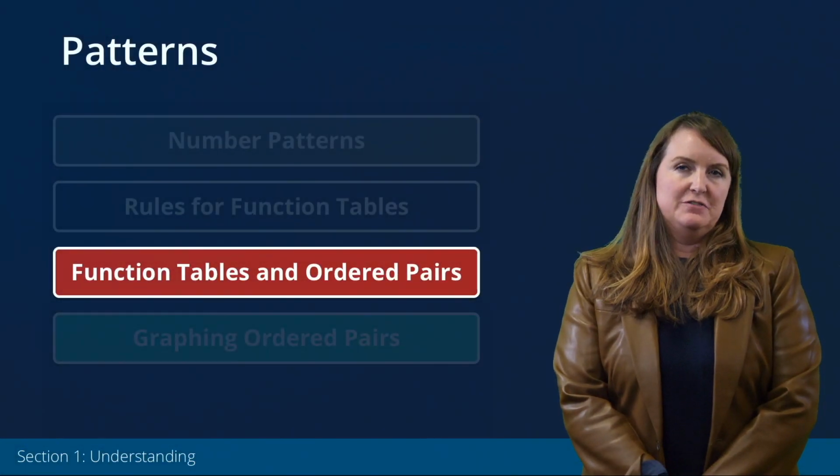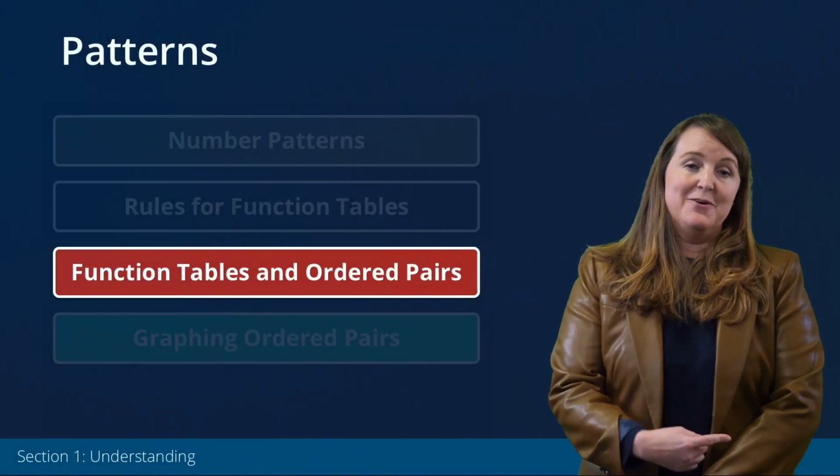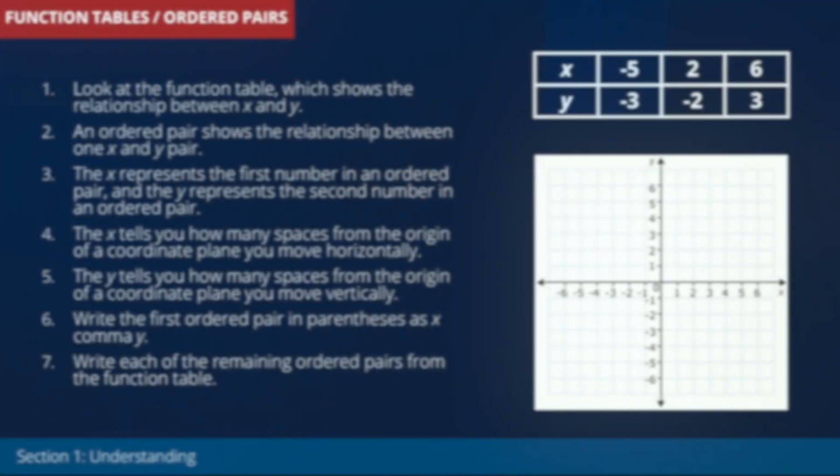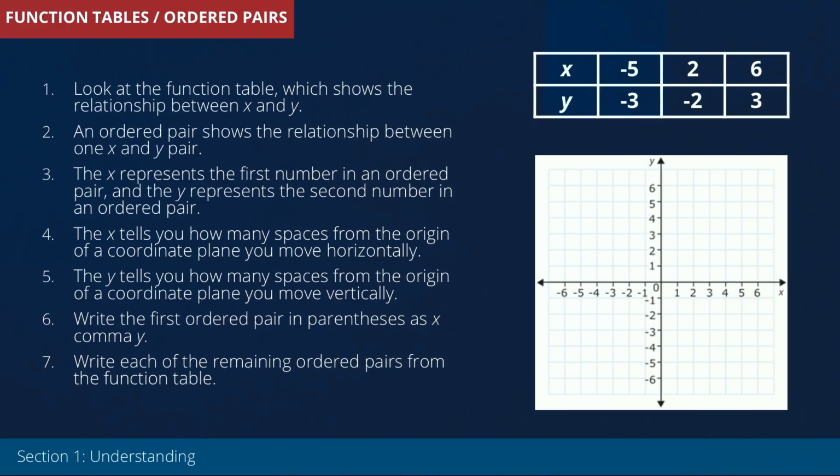Now let's take our knowledge of function tables and pair that with ordered pairs. Here I see a function table and I also have a graph, and I'm going to take ordered pairs from that function table and graph them onto this graph. So I'm going to look at that function table and think about the ordered pairs that I see with every set of x and y.